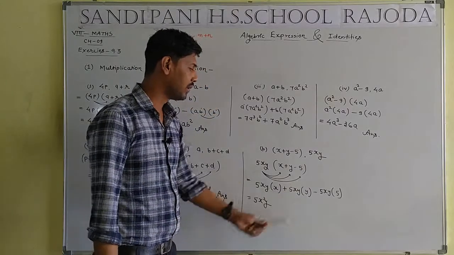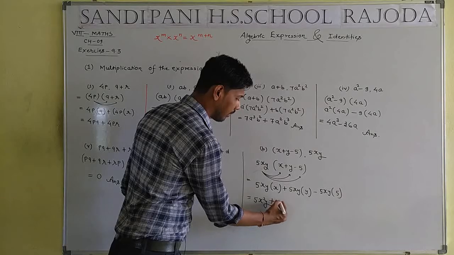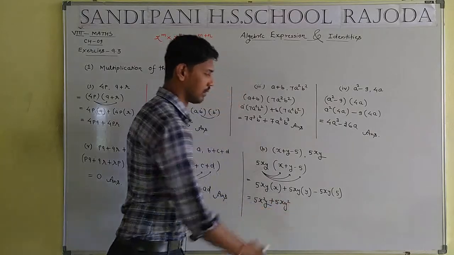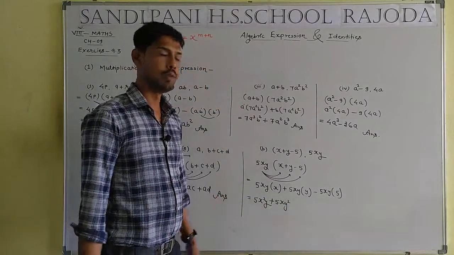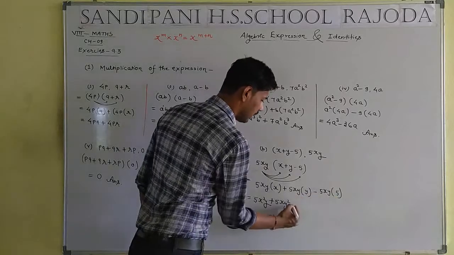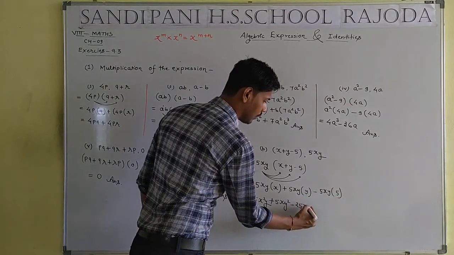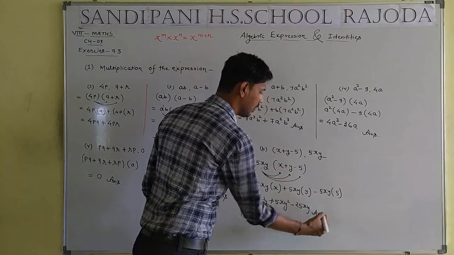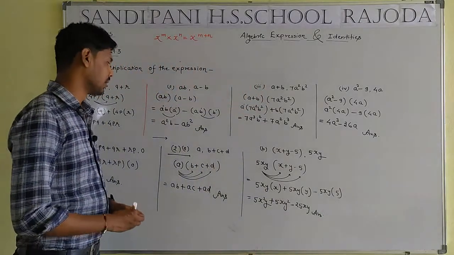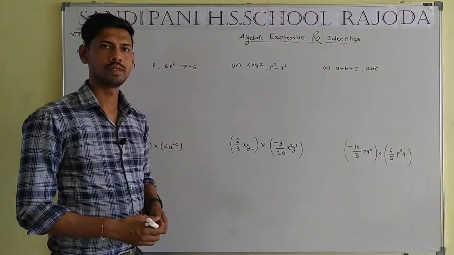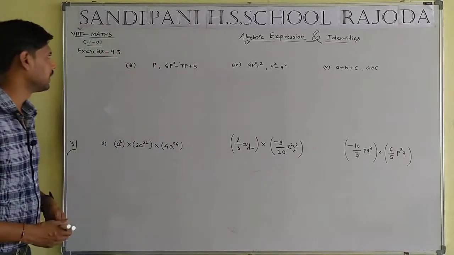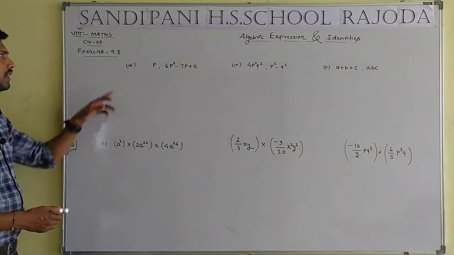Here y will be multiplied with the y, then we get 5xy square. And finally number will be multiplied by number, then we get 25xy. Okay, student, that is the solution related to question number first and second. Student, now we are taking the next question of the question number second.